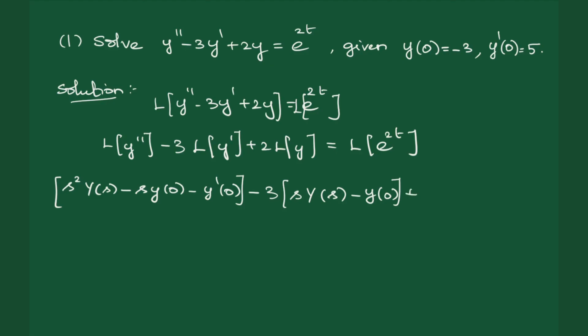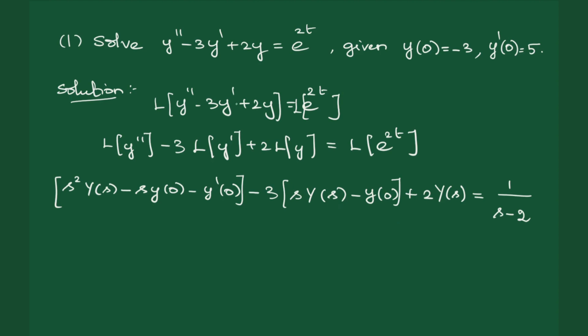And then the next term is 2 into L of y. This is the usual notation. L of f of t we can represent as F of s. Similarly, L of y of t can be written as capital Y of s, which is equal to L of e to the power 2t, which is nothing but 1 by s minus 2. Right? This is the first step.